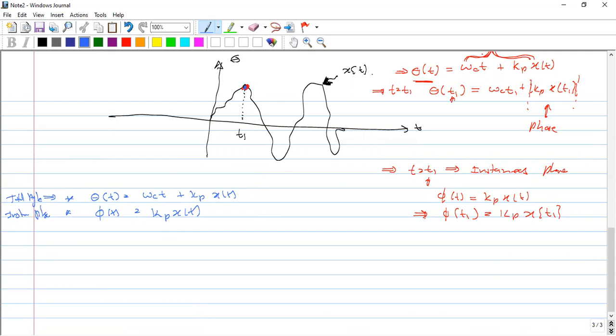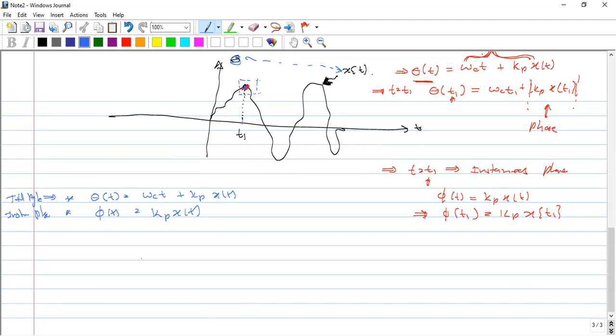You can see that this theta is varying with time, but the variation is not constant. It is not randomly varying, actually. It is varying according to the message signal. Say that you want to find the rate of change of this theta. So you want to find the rate of change of this theta at t1.